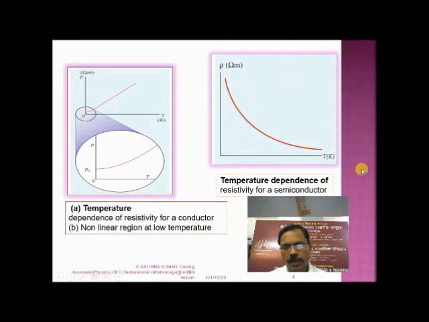Then the graph is taken as temperature versus resistivity, and it is a curved graph which shows the temperature dependence of the resistivity for a semiconductor. You might know that in semiconductors, when the thermal agitation, the temperature, increases, the conductivity will increase. That is called the property of the semiconductor devices. So the resistivity graph is drawn here. It is a curve in nature.